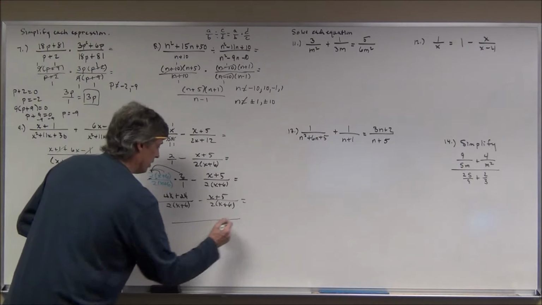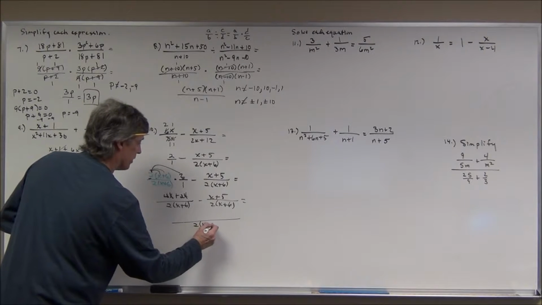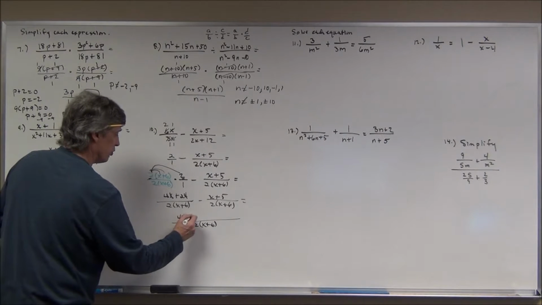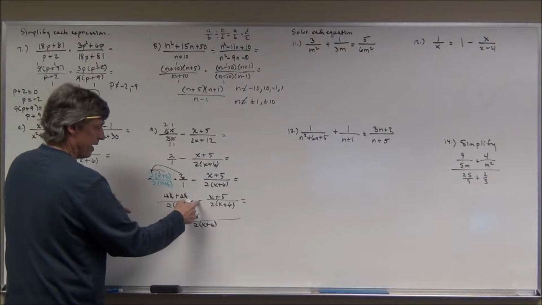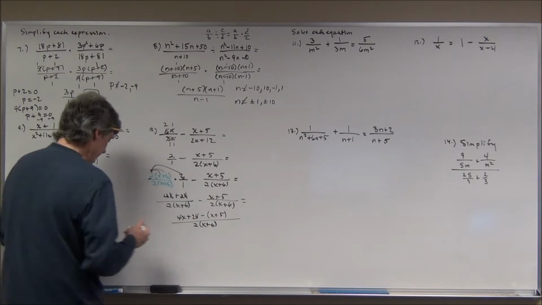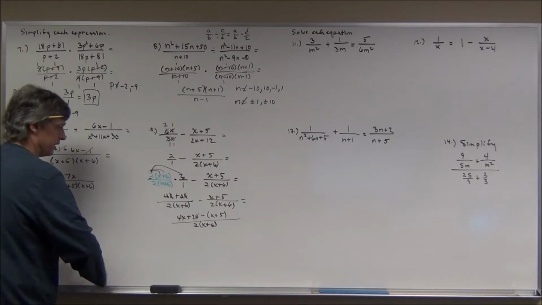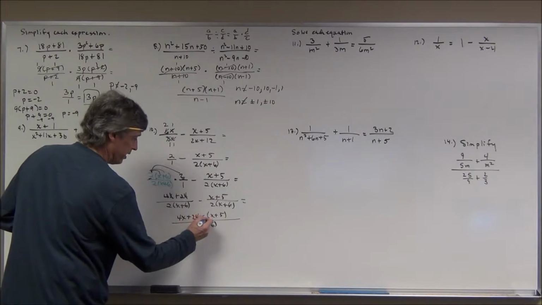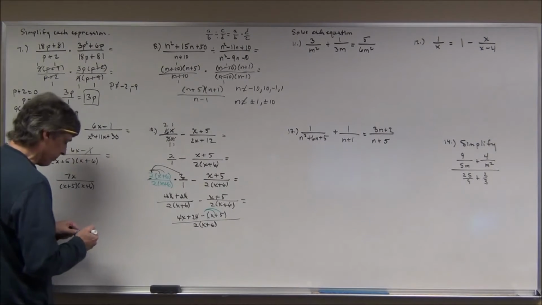So watch what I'm going to do. I'm going to put it all over the common denominator. I'm going to write the first numerator minus all of this, so in parentheses, x plus 5. I do that because I like to emphasize the fact that you're subtracting the whole thing. That's like multiplying by negative 1.